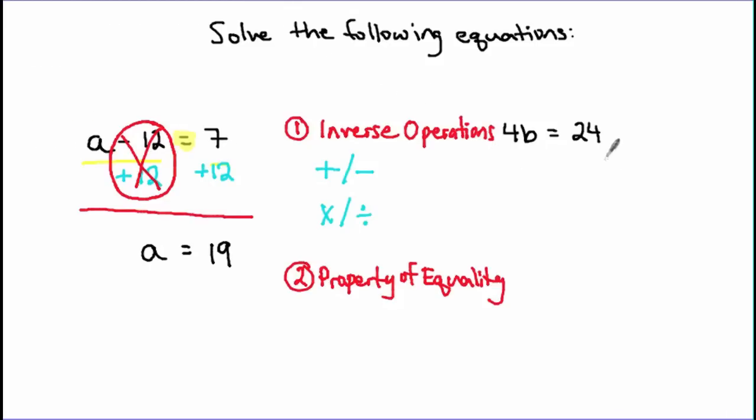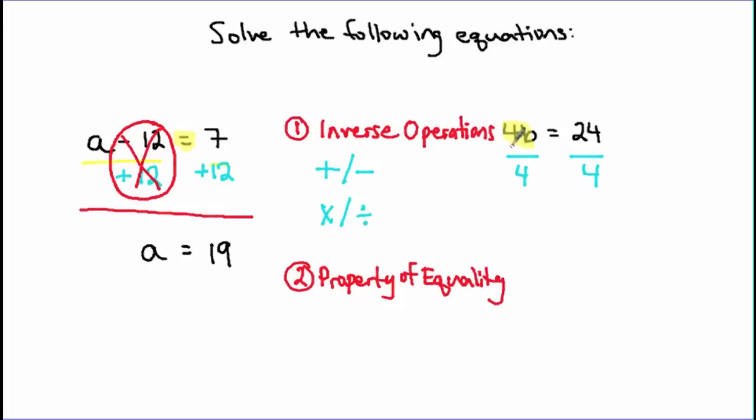So let's do the same process over here. In this case, we have 4b is equal to 24. Right now, we know that whatever b is, it's being multiplied by 4. So we are going to balance that out by doing the opposite of multiplying by 4, which is dividing by 4. I'm going to use a division bar to show that, and then I'm going to use the property of equality to also divide by 4 on the other side. So the inverse operation is how I'm turning that multiplied by 4 into a divide by 4, and the property of equality says I do the same thing on both sides.